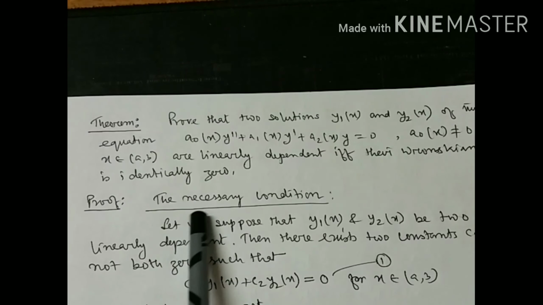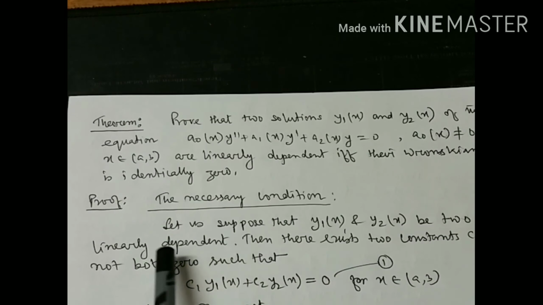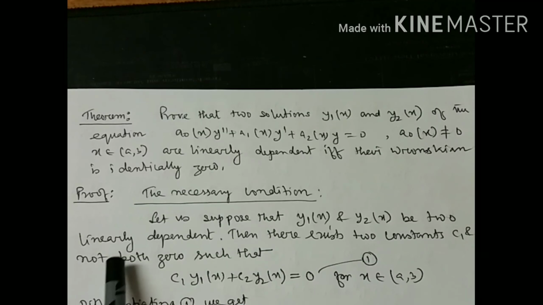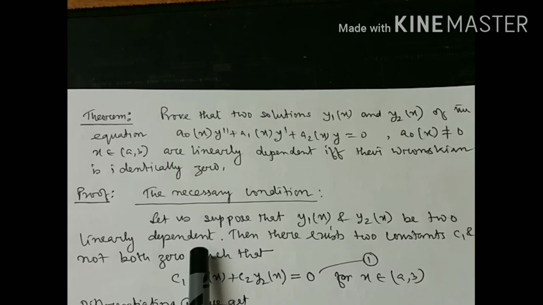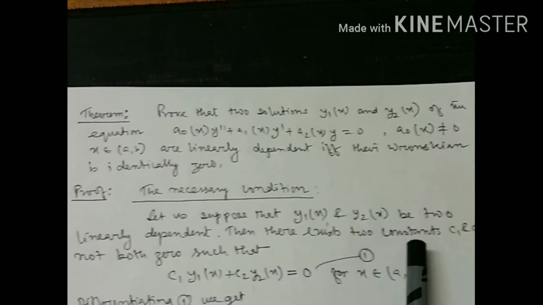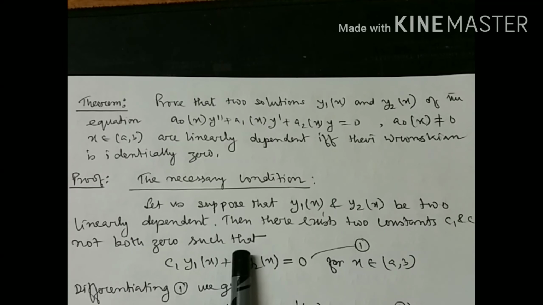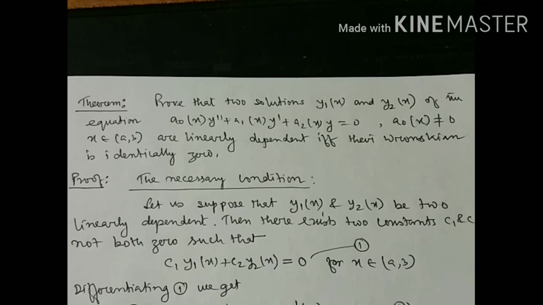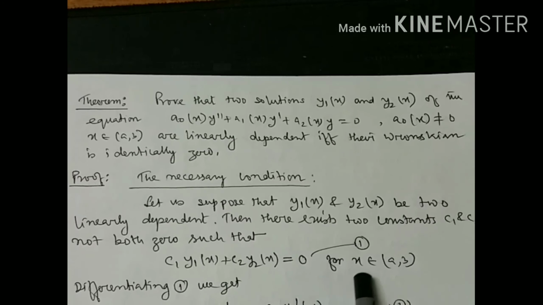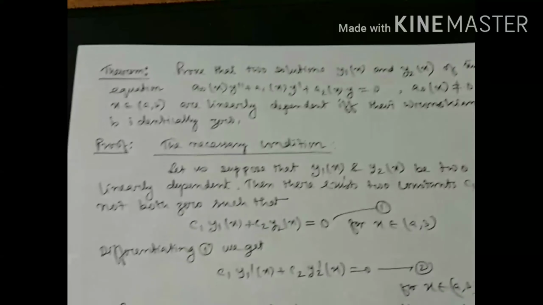First, the necessary condition. For the necessary condition, let us suppose that y1(x) and y2(x) are two linearly dependent solutions. We are first taking y1 and y2 as linearly dependent. Then obviously there exist two constants, that is c1 and c2, not both 0 at a time. In the definition of linear dependence, the constants are not all 0 at the same time. That is, c1 y1(x) + c2 y2(x) = 0, with c1 and c2 not both 0 at a time, for all x belonging to [a, b].